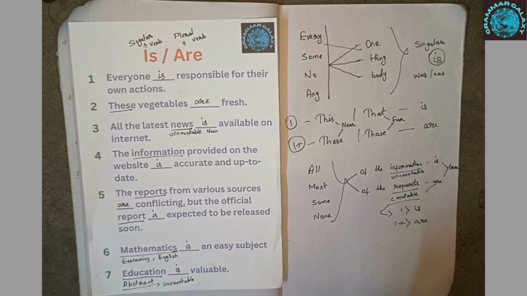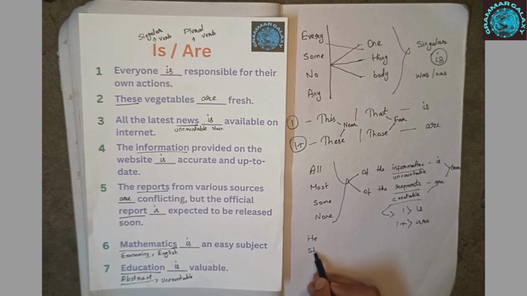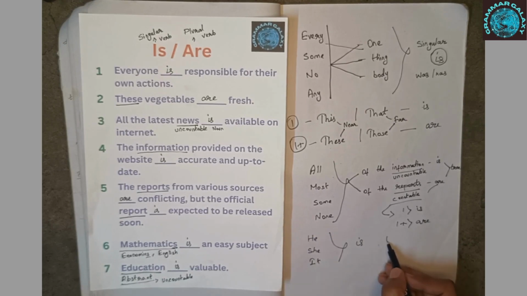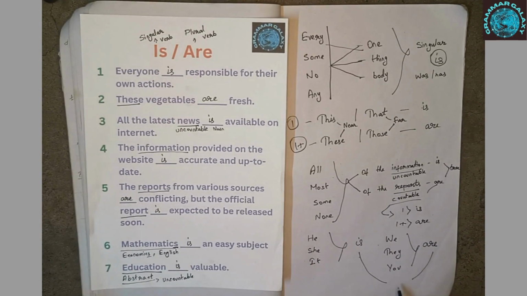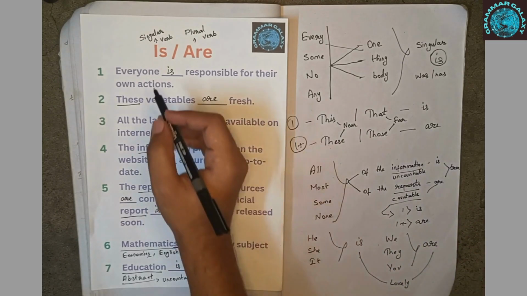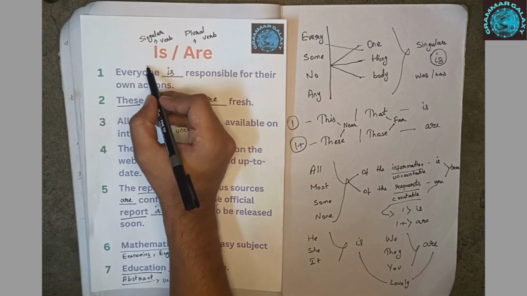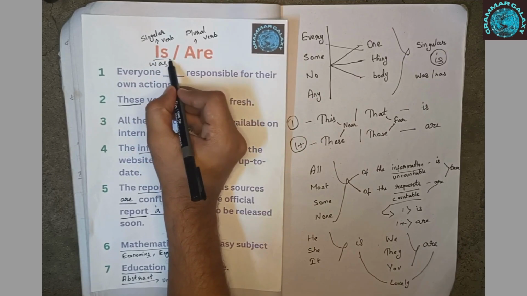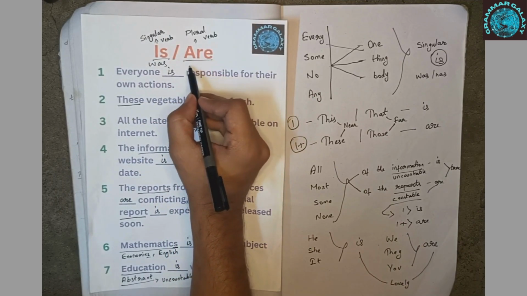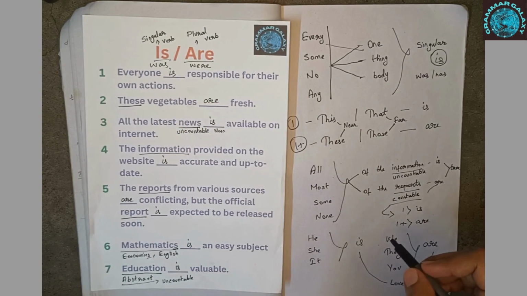Now, quickly see the basic things. If there is he, she, it, we use is. And if there is we, they, you, we use are. Example: he is lovely, she is lovely, it is lovely, we are lovely, they are lovely, you are lovely. Look guys, one more thing you need to understand. Was and were are the past tense of is and are. So we can use was in place of is to make any past sentence, and we can use were in place of are.